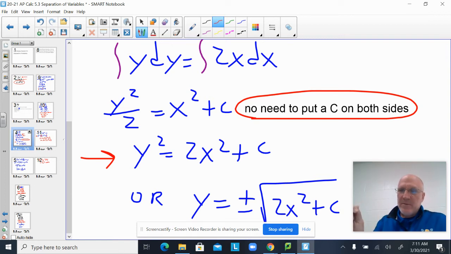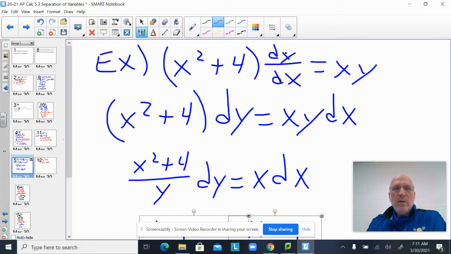Okay, a few more examples to do because there's a couple other common issues that show up we need to know how to handle. So let's look at this one. It says x squared plus 4 times dy dx equals x times y. Notice this one already had the y prime written as dy dx, which we like, so we'll just leave it like that.